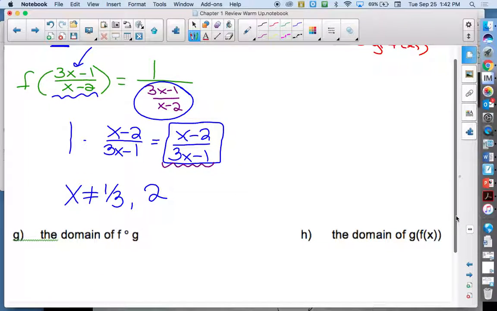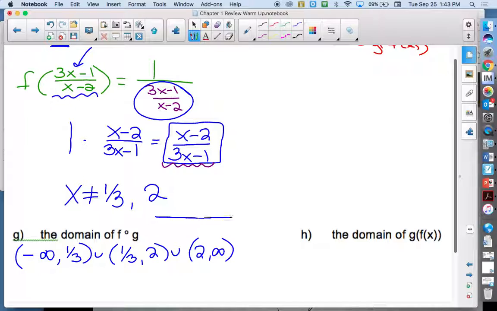So just look at the fractions, the denominator of those fractions. So when you're writing your domain then, negative infinity to 1/3, 1/3 to 2, and then 2 to infinity. So if it can't be 2 numbers, think of that on a number line. It's everything but 1/3 and 2. It's allowed to be anything else. So the overlap would be the anything else, excluding those 2 numbers.